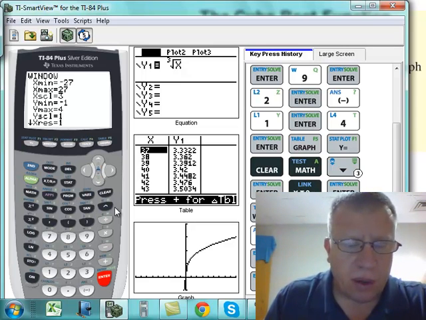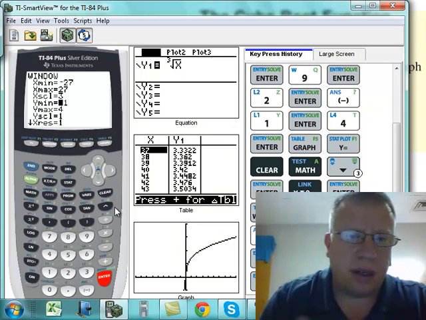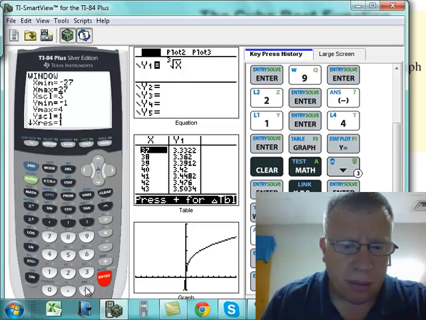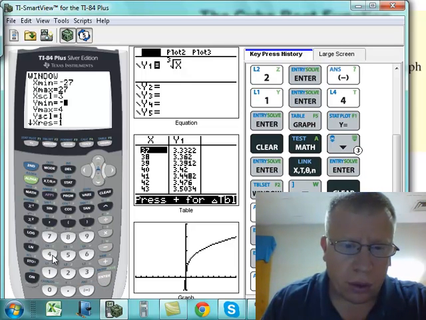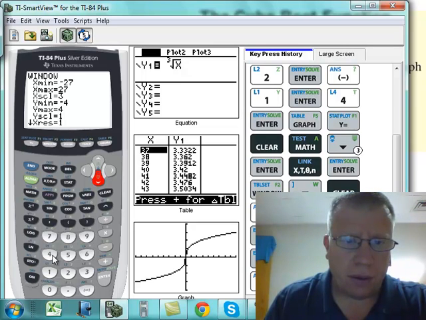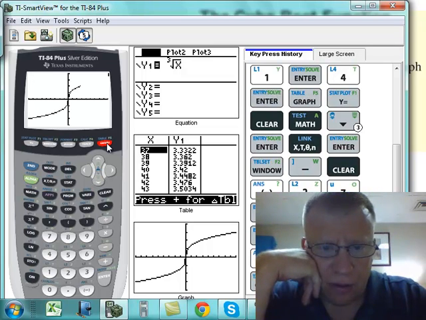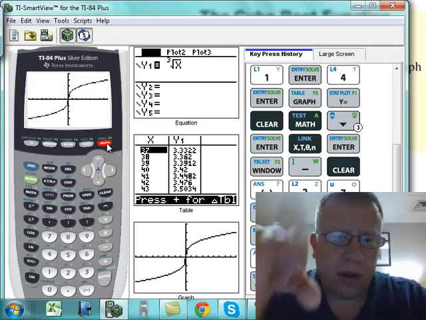Y minimum, well, look, we know that the cube root of 27 is 3, right? So we could let y minimum be, say, negative 4. And y maximum be positive 4, and y scale be 1. So then let's go ahead and graph. And there's a nice picture of the graph of the cube root function.